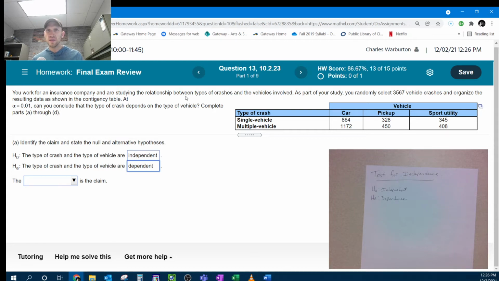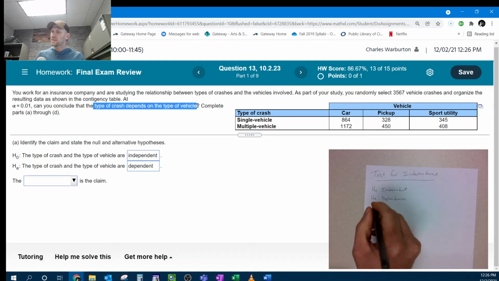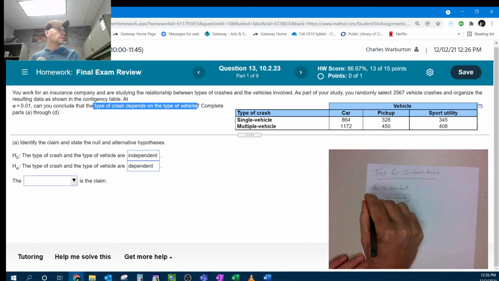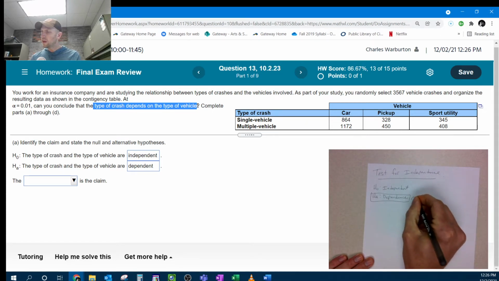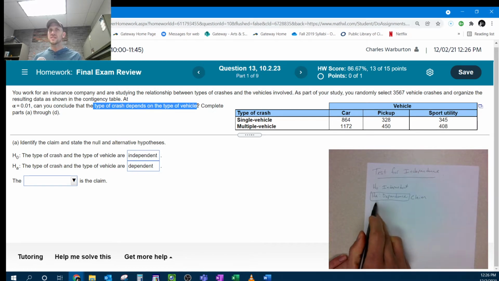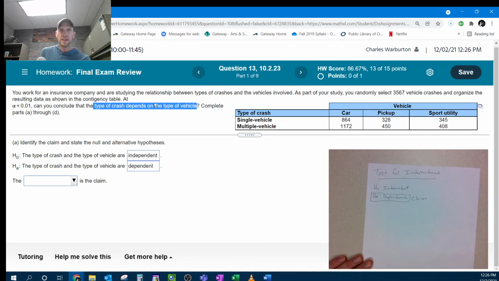It says, you work for an insurance company studying the relationship between types of crash and vehicles involved. You take a sample. Can you conclude that the type of crash depends on the type of vehicle? That's an alternative claim. That's the alternative hypothesis. The alternative hypothesis says that they're dependent. That's what the claim is, that they're dependent. So that's the alternative hypothesis.